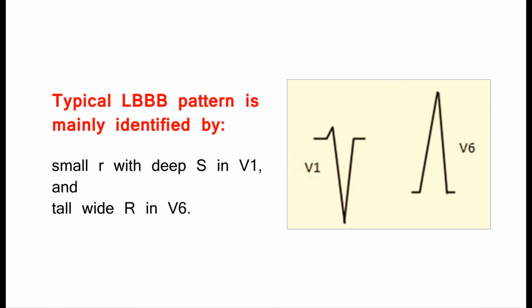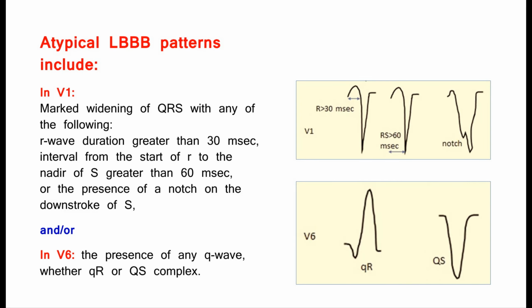Typical LBBB pattern is mainly identified by small r with deep S in V1, and tall wide R in V6. Atypical LBBB patterns include in V1, marked widening of QRS with any of the following: R wave duration greater than 30 millisecond. Interval from the start of R to the nadir of S greater than 60 millisecond. Or the presence of a notch on the downstroke of S. And/or in V6, the presence of any Q wave, whether QR or QS complex.